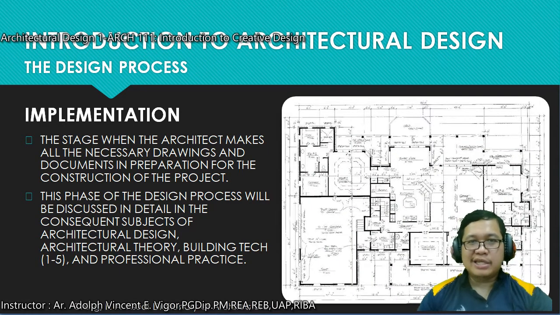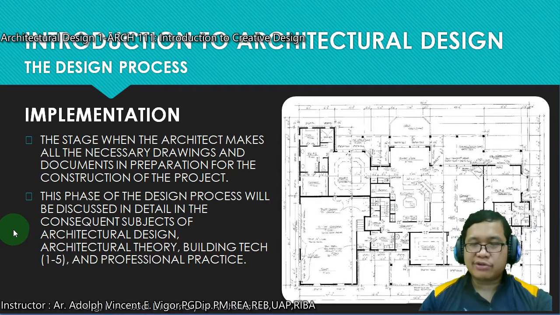Implementation. At this stage, the architect makes all the necessary drawings and documentation for the construction of the project. This phase of the design process will be discussed in detail in the consequent subjects of architectural design, architectural theory, building tech 1 to 5, and professional practice. Okay, so implementation, class: when the drawings needed for construction are done, then it will be in the process of the construction itself.